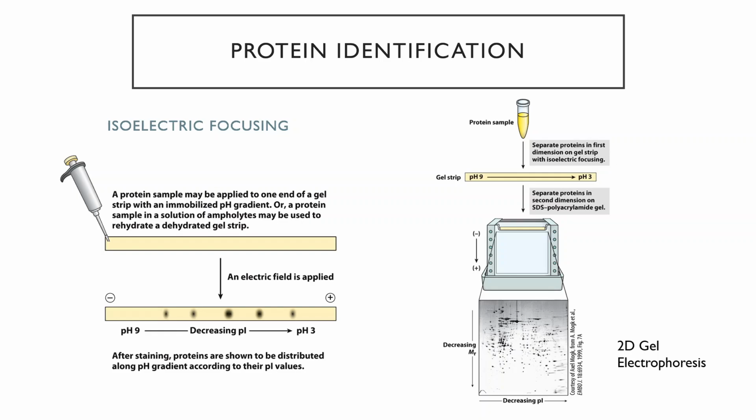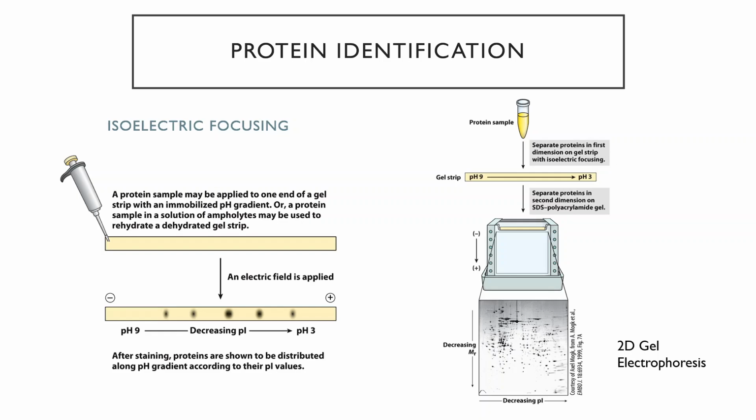Individual amino acids have isoelectric points, and individual proteins also have their own isoelectric point. Remember, that's the pH at which the net charge on that protein is 0. It's going to be a combination of how many different charged amino acids are on there and how they're positioned. But each protein should have its own relatively unique pI.